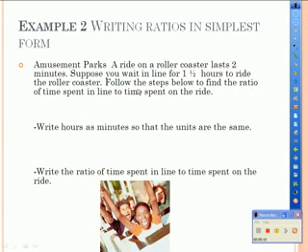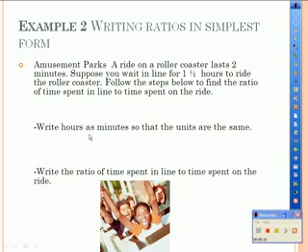Example 2. This example is about amusement parks. Let's read it together. A ride on a roller coaster lasts 2 minutes. Suppose you wait in line for 1.5 hours to ride the roller coaster. Follow the steps below to find the ratio of time spent in line to time spent on the ride.